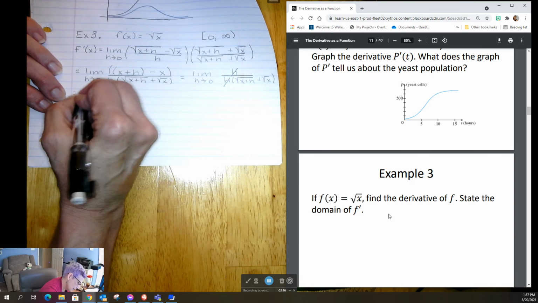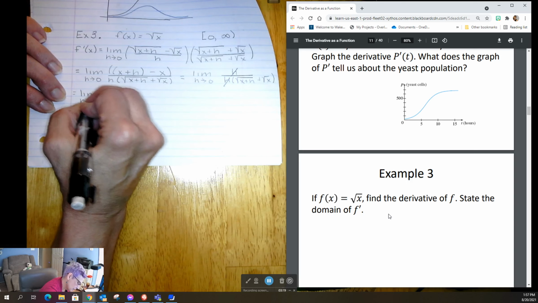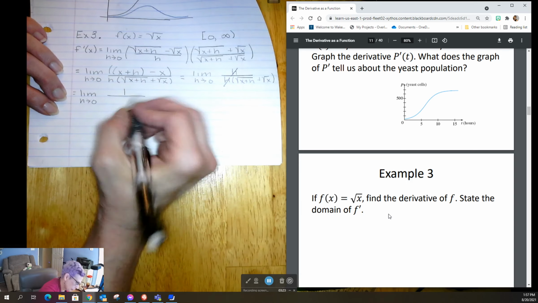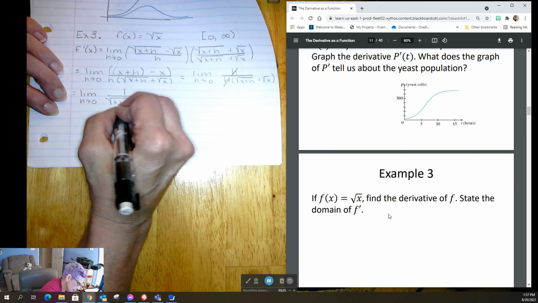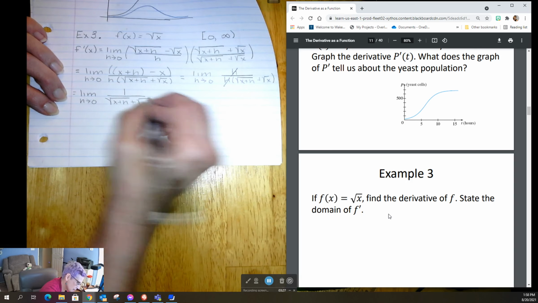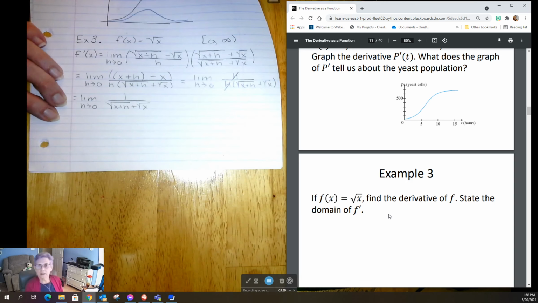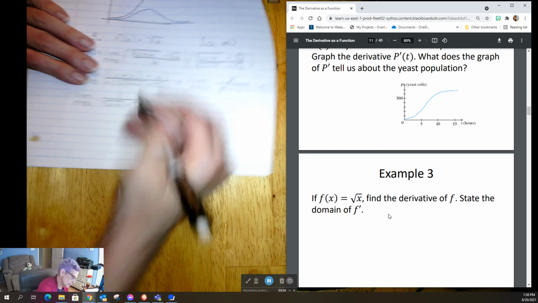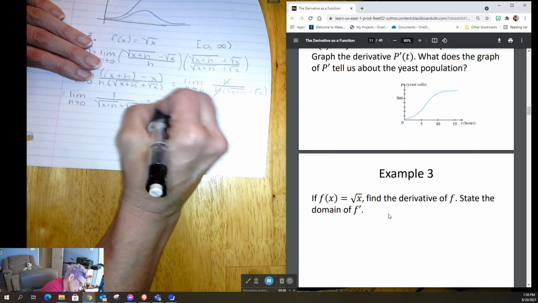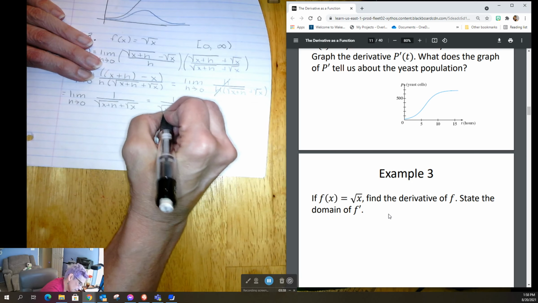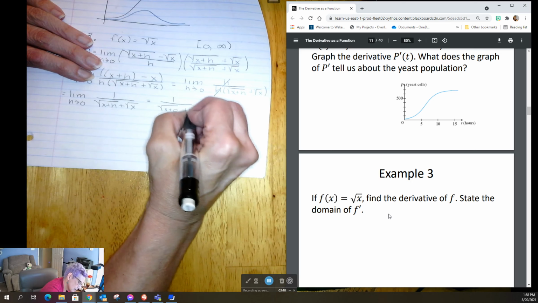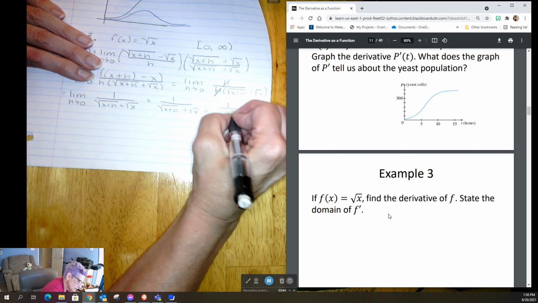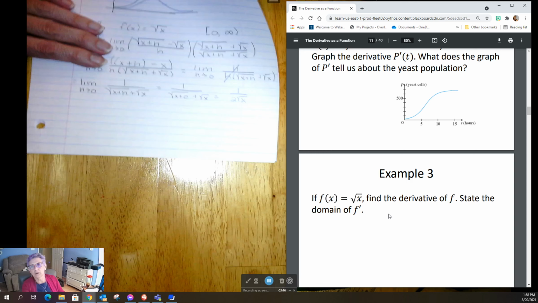So now I have the limit as h approaches 0, 1 sitting on top, and square root of x plus h plus square root of x. Now I have something that I can use direct substitution on. This is 1 over the square root of x plus 0 plus the square root of x, which is 1 over 2 times the square root of x.